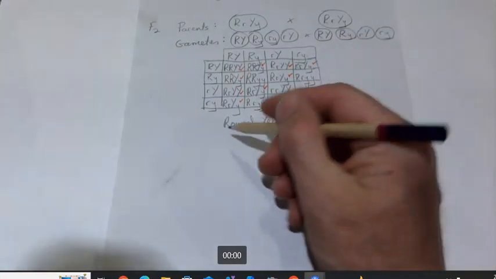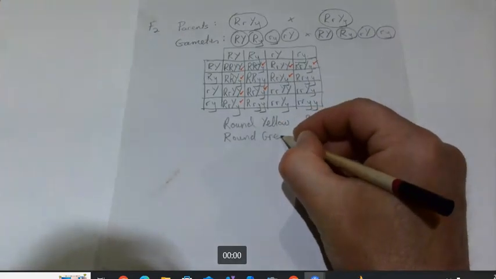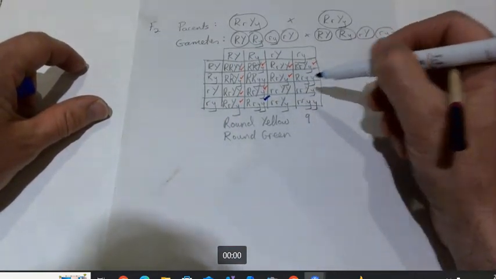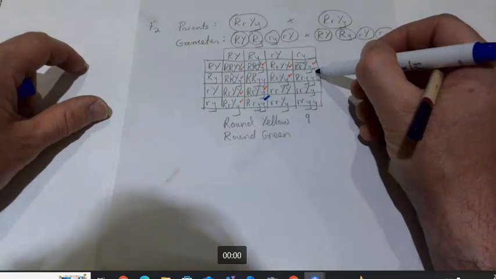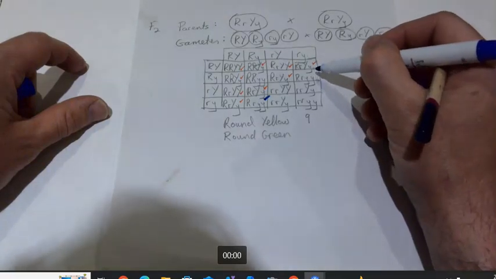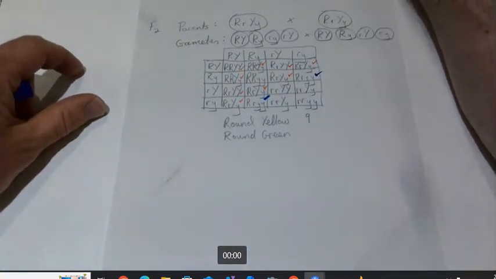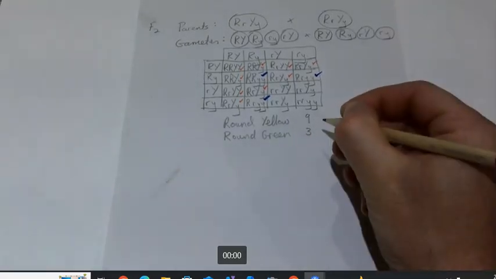Right, the next one I'm going to look at is this one here. It has a capital R, so it's round, but it has two small y's, so it's round green. Let's count how many round greens we have. So we have that one, there's that one there, and I missed this one over here. Okay, so that's 3 round greens.